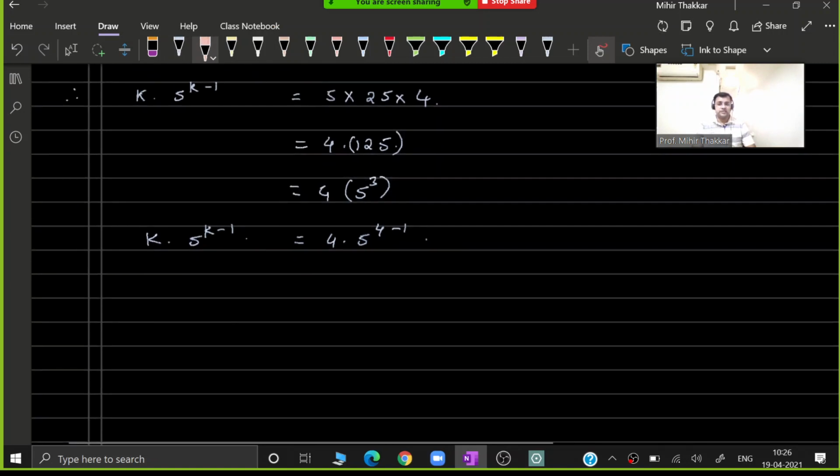So now it's very easy to identify over here that on comparing both sides, you can say that k over here is equal to 4.